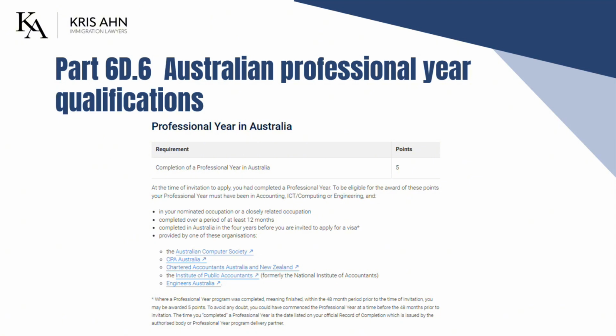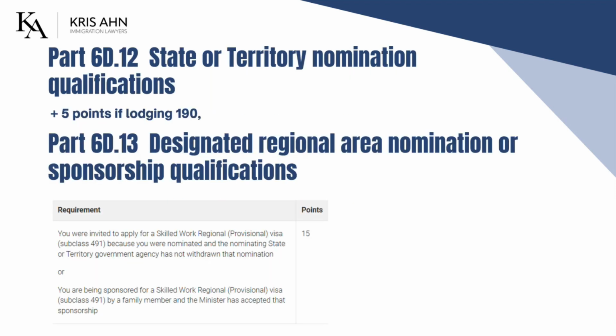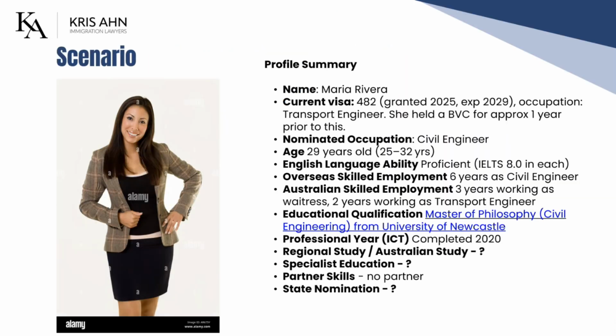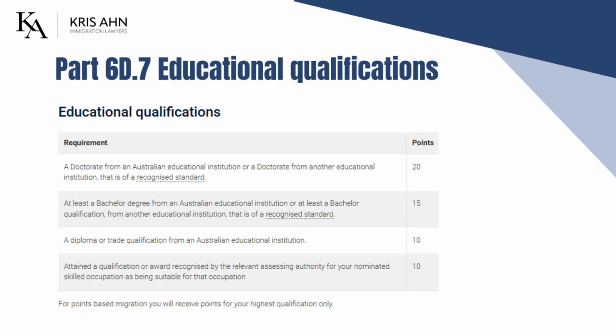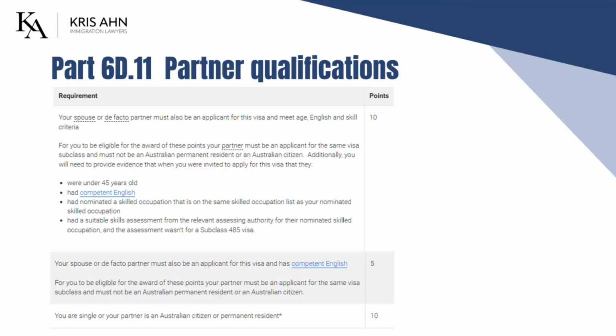Australian professional year, she did it, but when did she do it? She did it in 2020, which is like a good 5 years ago. So unfortunately, she's not going to get those 5 points for that one. Okay, what about her educational qualifications? So she did a Master of Philosophy in Civil Engineering from the University of Newcastle. If you click on that, then it will tell you that it's a Master's degree by research. So yes, she did do a Master's degree by research.